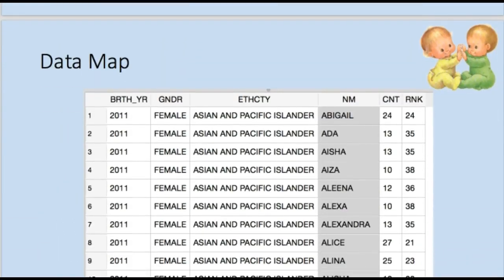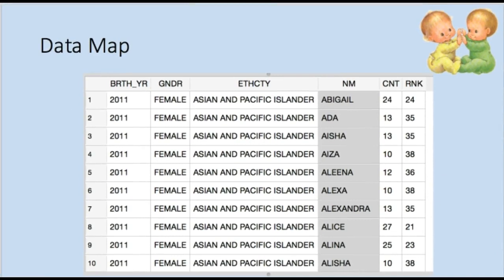The data map that we were able to look at in SQL had the birth year, the gender, the ethnicity, the name, the count, and the rank. And you can see that these are abbreviated, so we have to be really careful about that when we were doing the research.